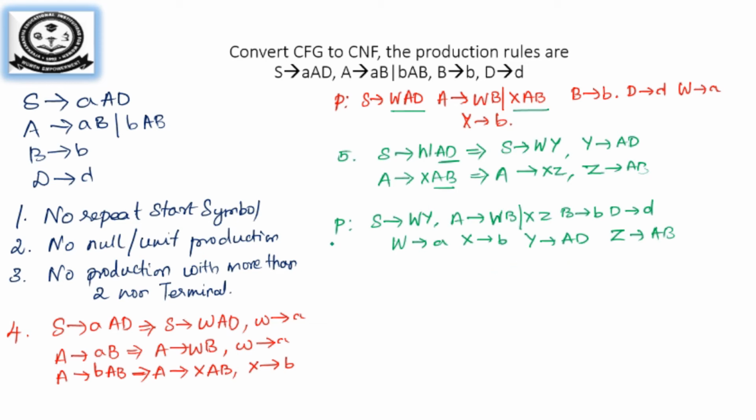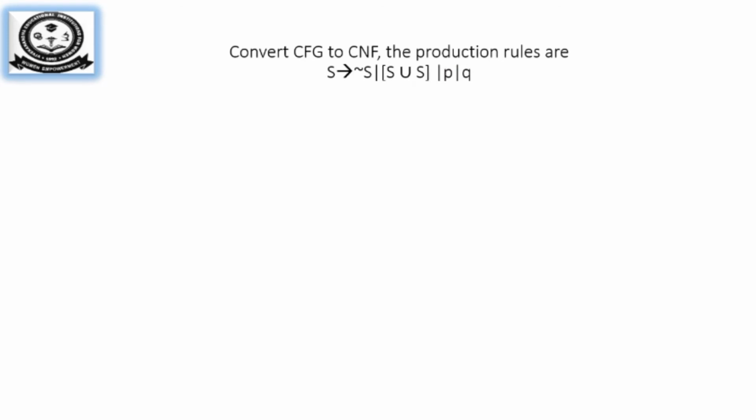So now you can see it is of the Chomsky normal form. So this is how it has been removed. Keep in mind that step 4 and step 5 can be repeated multiple times to make the given grammar into a Chomsky normal form. Okay. Now we will see a different type of grammar.